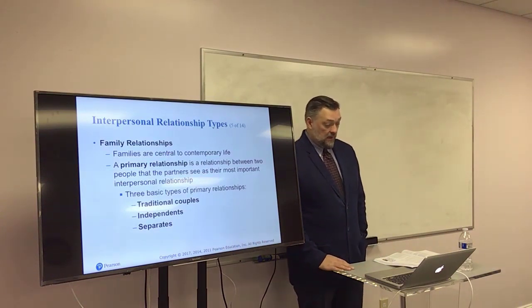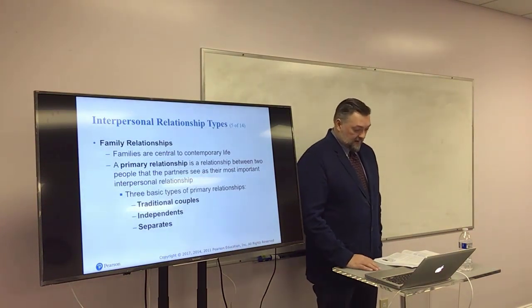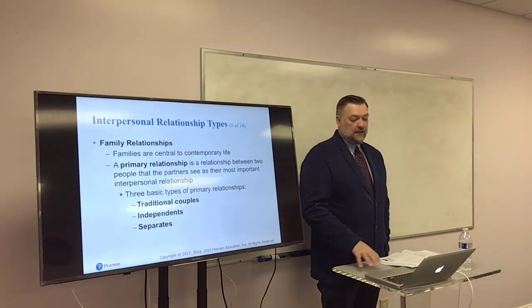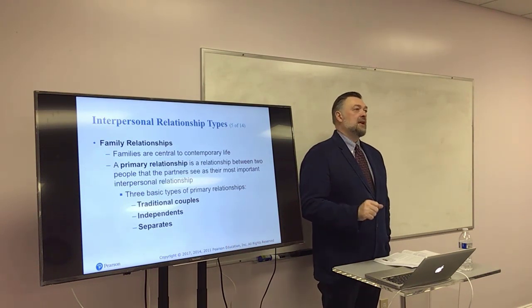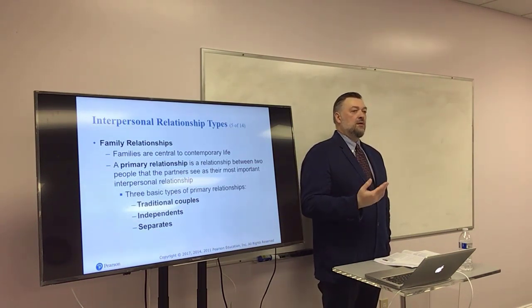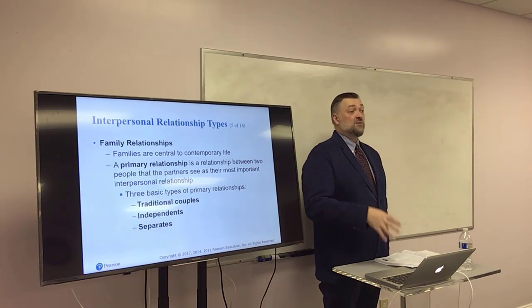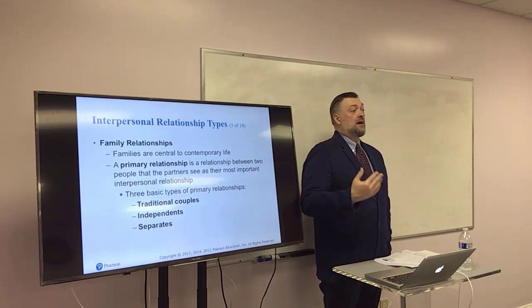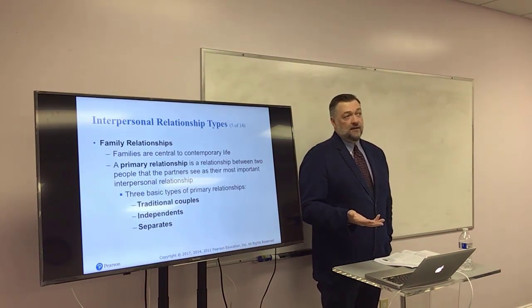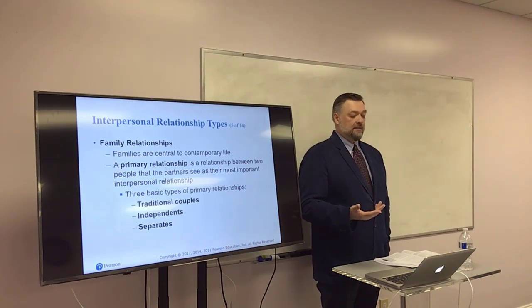this type of relationship. Now, the three basic types of family relationships are traditional couples, interdependents, and separates. Again, I'm speaking about a Western culture, and I'm speaking about modernity. I'm speaking about non-traditional ways. If you come from a traditional way of life, monogamous relationships, traditional couples, kind of set for life, then maybe some of this makes no sense to you at all. But there are plenty of people out there who live in these types of relationships, and you may not necessarily embrace them, but at least you can know about them, okay?